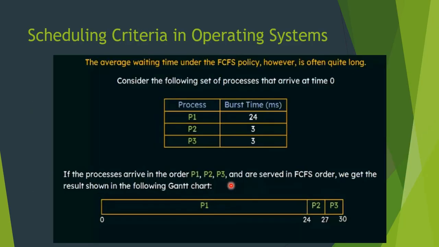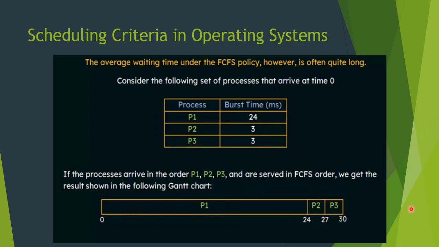So here we have a simple example that is given to us. Usually, this is how the questions are set. They will tell you, for example, to find the average waiting time. Consider the following set of processes that arrive at time 0. We have process 1, process 2, and process 3, and they arrive at time 0. Then we're told if the processes arrive in the order P1, P2, P3, and are served in first come, first served order, how would the Gantt chart look? This is how it will look.